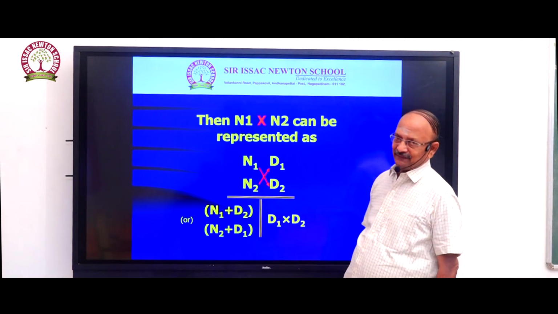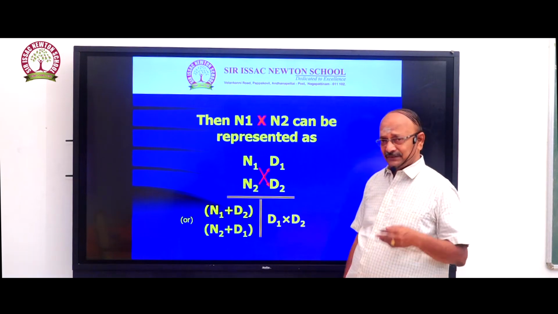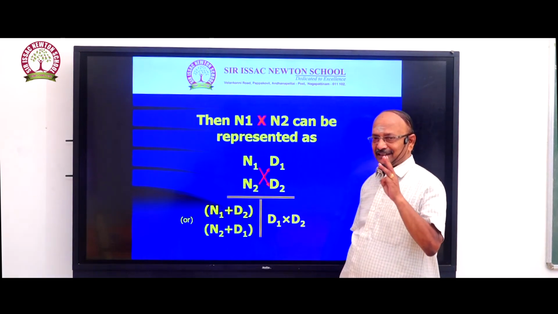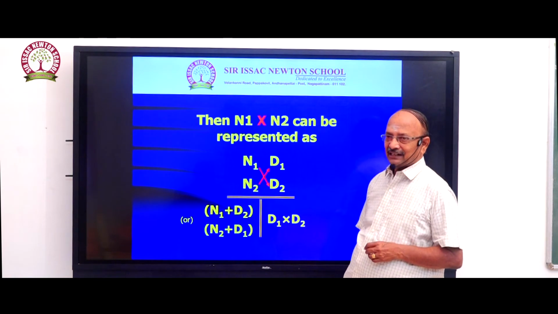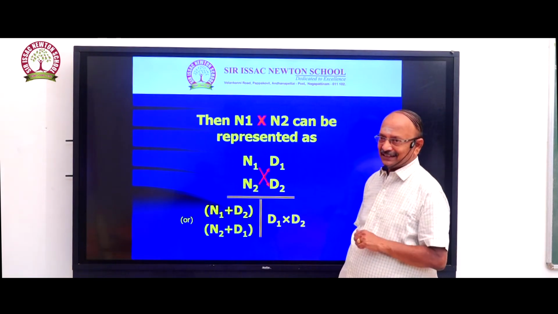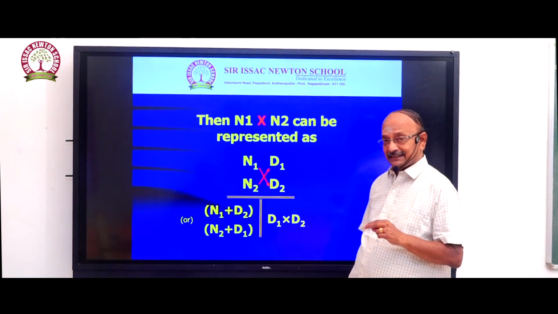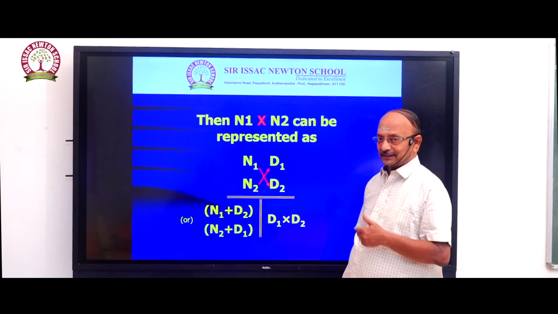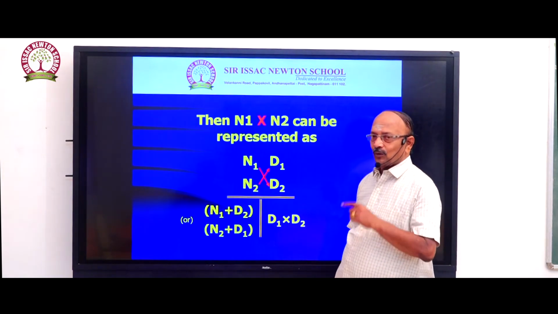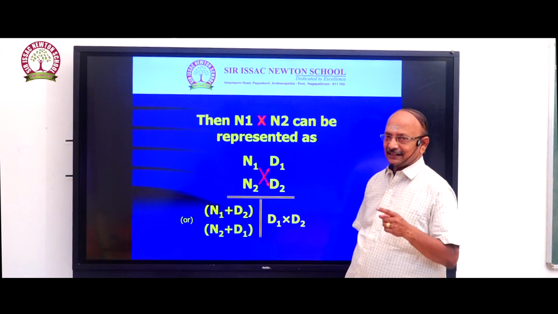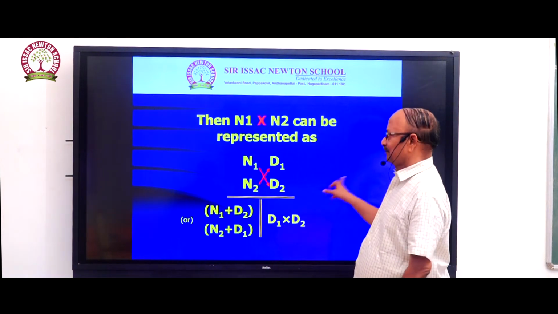In this we are going to look into three types of problems. First, where both the numbers are less than the base; next, both the numbers are more than the base; and third, one number less than the base and the other more than the base. So let us see one by one.